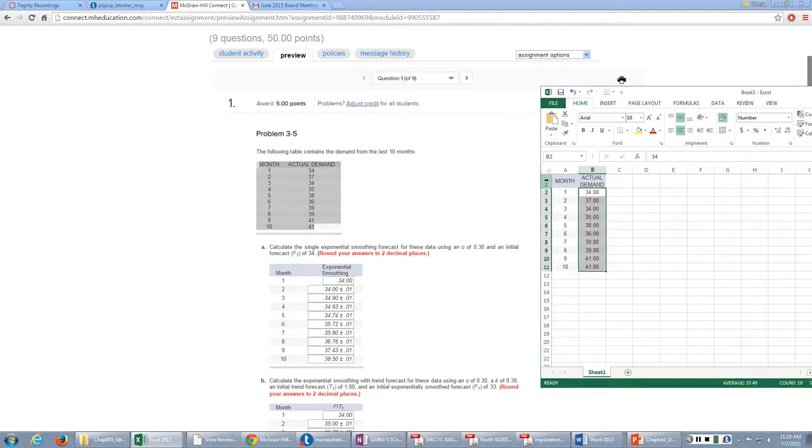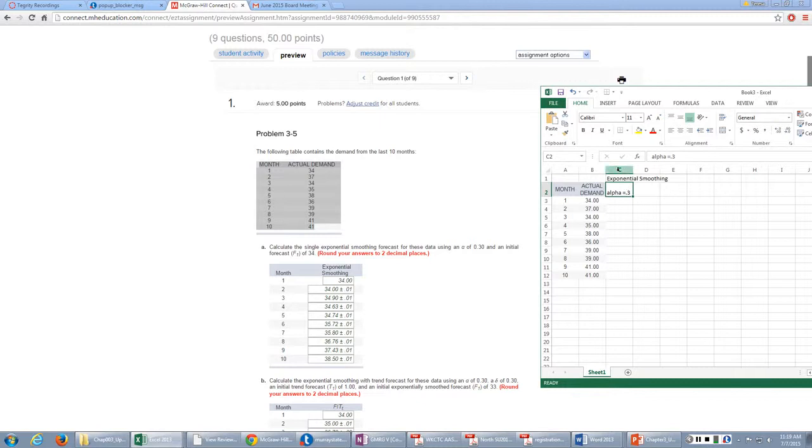The first thing that we're going to do is it asks us to calculate the single exponential smoothing forecast for these data using an alpha of 0.3. So I'm going to just indicate here that my alpha is 0.3, so I can keep track of that, and that this is my exponential smoothing.